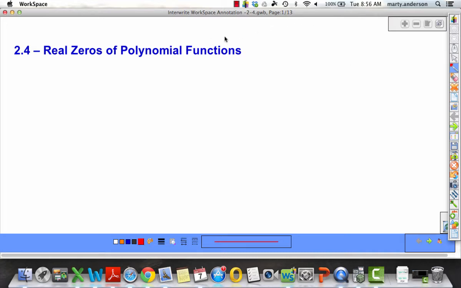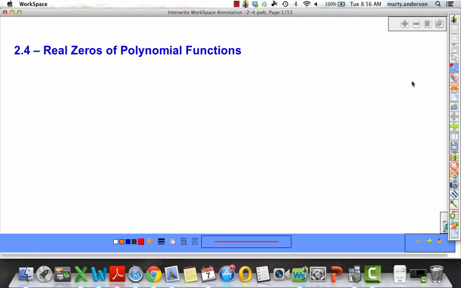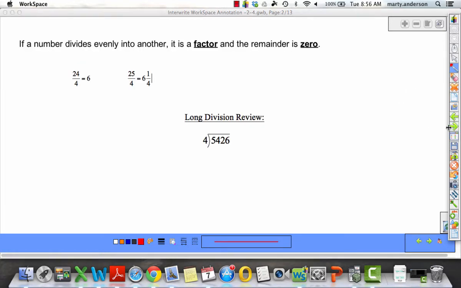I think I'll do the two videos separately. So this will be the long division video. The first thing we need to understand is that if a number divides into another number, it's called a factor, and the remainder is 0.